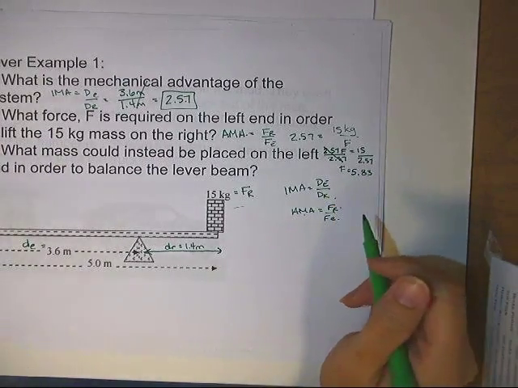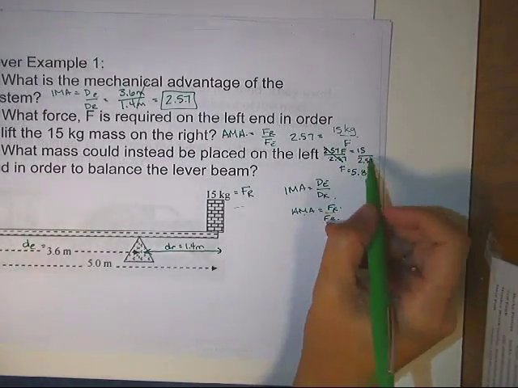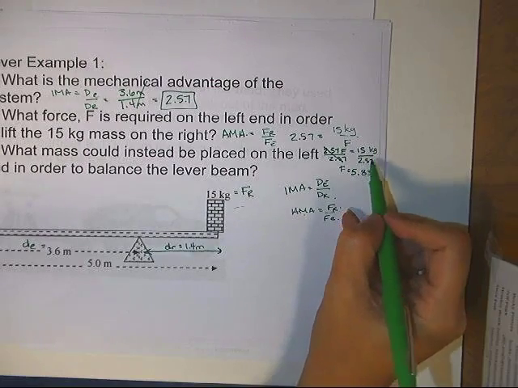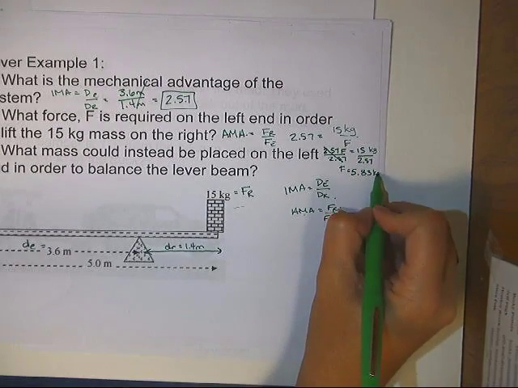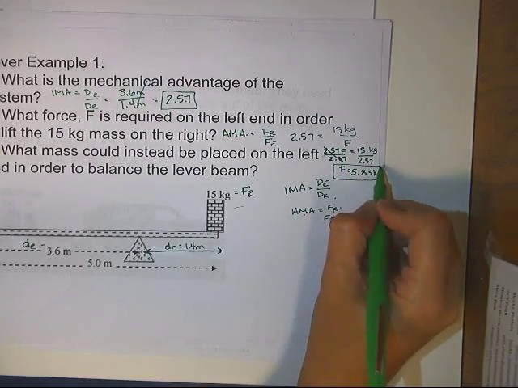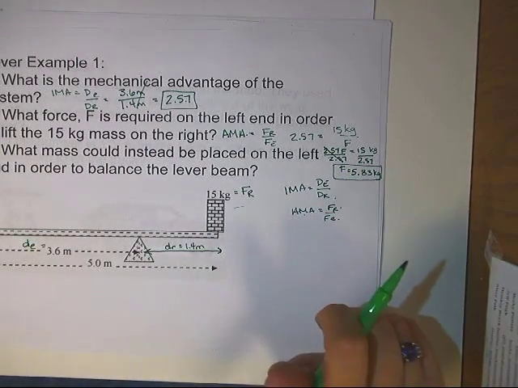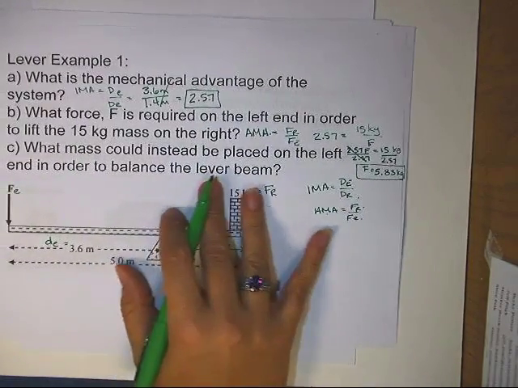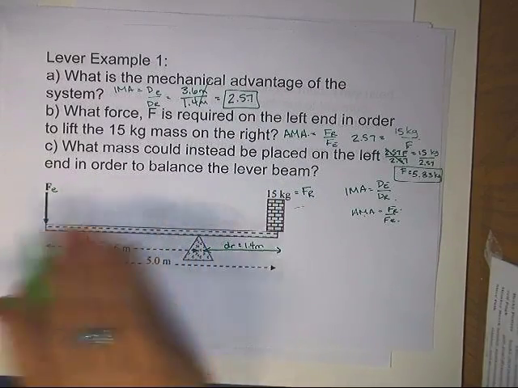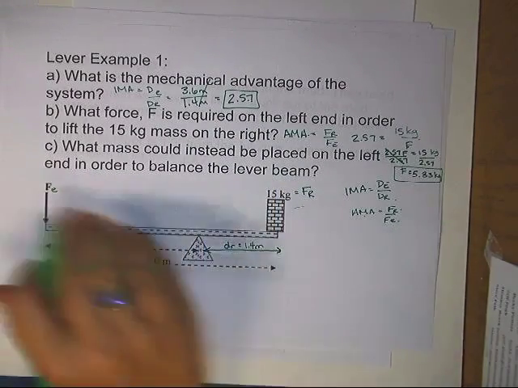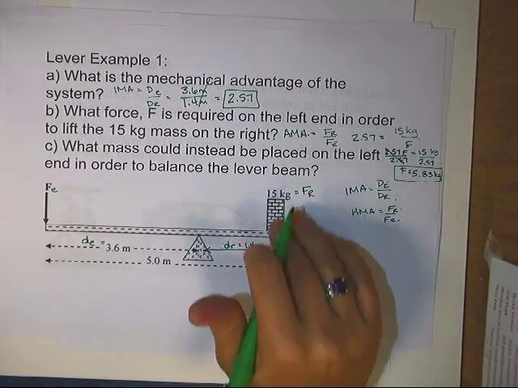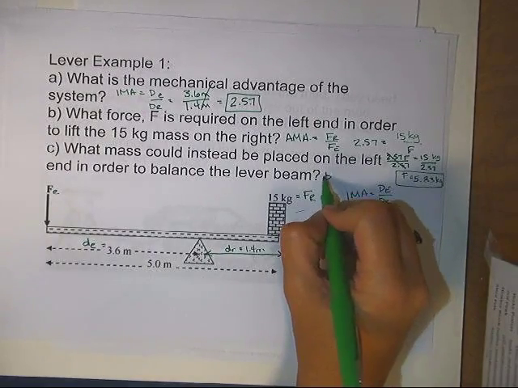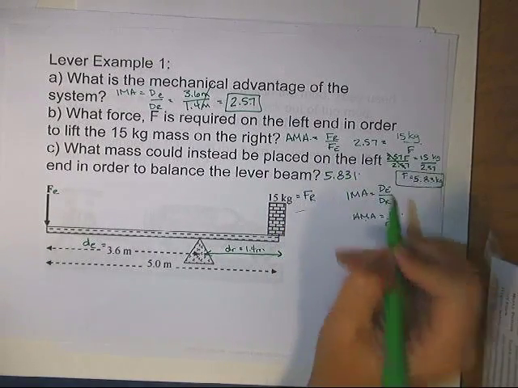And what are the units on that? Well, if I look at my units I had here, 15, this was kilograms. This didn't have units, so kilograms divided by no units gives me kilograms. And then it says, well, what mass would I need to put on this side so that it balances out? Well, hopefully you see that if it takes this much to hold up this side, this is also the answer to part C here, and it's 5.83 kilograms.